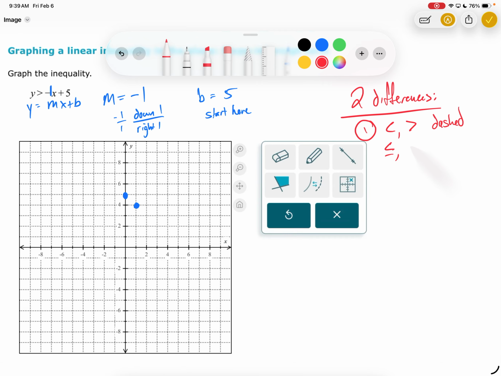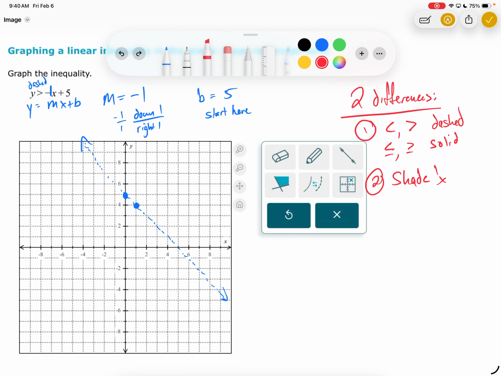If it's less than or equal to or greater than or equal to, you do a solid line, okay? And I'll talk more about this once I get the picture. And the second part is you have to shade. And I'll talk about why once I get the picture up here. Okay. So this is a greater than symbol, so it is going to be a dashed line. So I am just going to dash my line. It's not very straight, but that's fine. You do that by just clicking this button on Alex. So you have a dashed line.